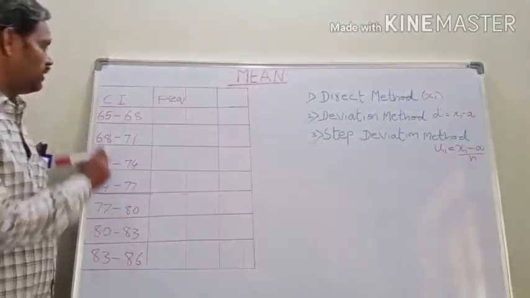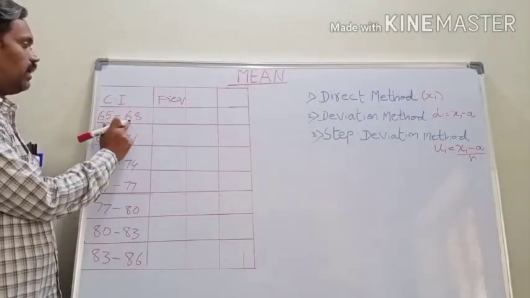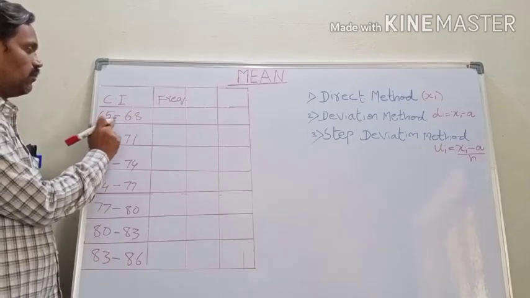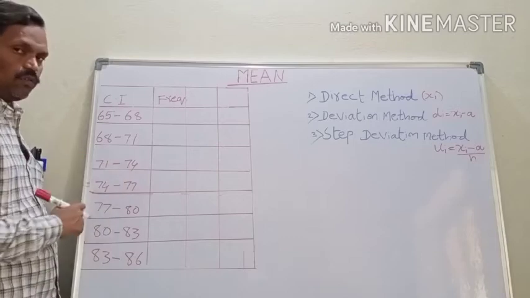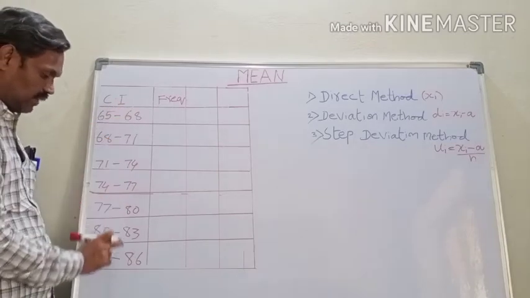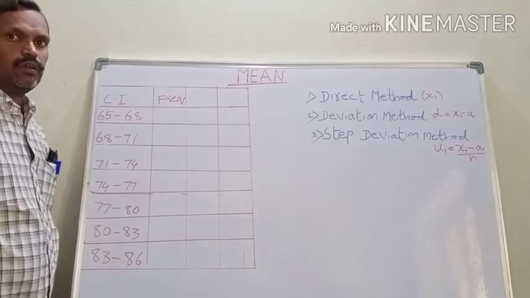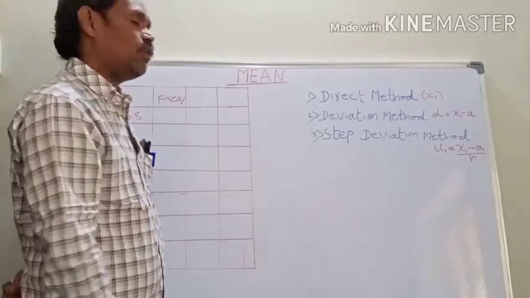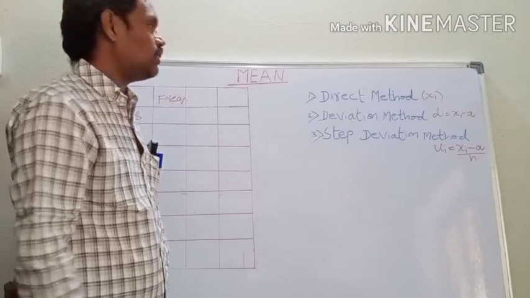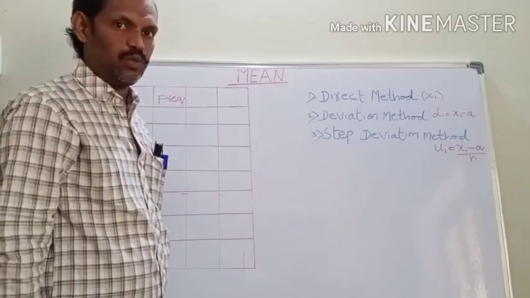Grouped data means like this. The data can be classified into groups: 65 to 68, 68 to 71, 71 to 74. This type of classification is called grouped data. For this grouped data, we are going to find the mean. We have three methods to find the mean in our textbook.